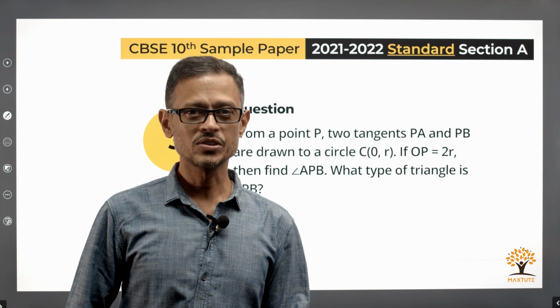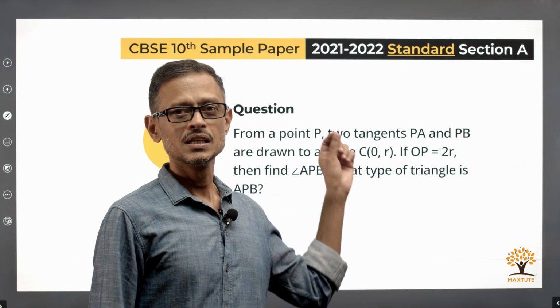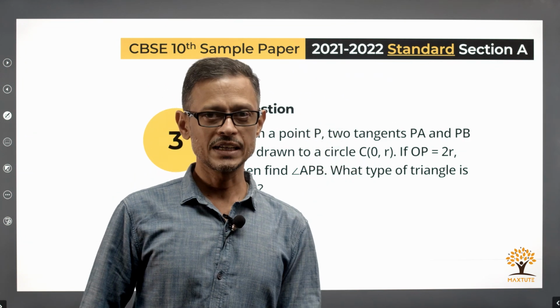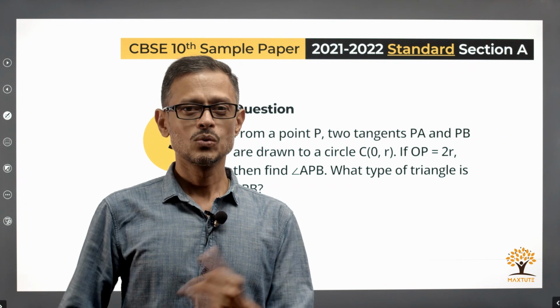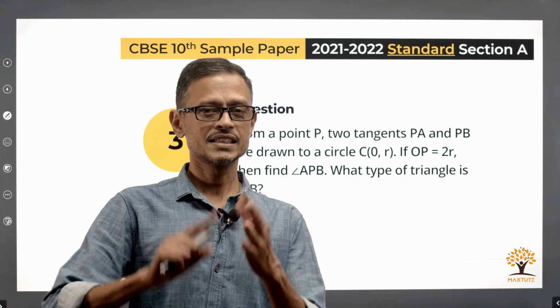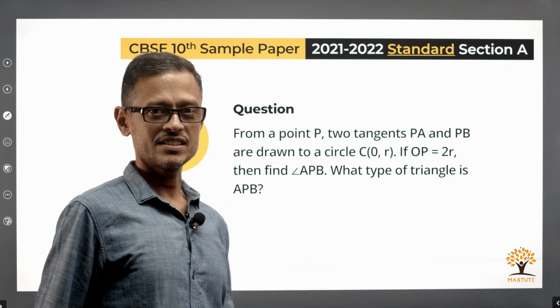Hi everyone, video solution to two questions that appeared as part of the sample paper given by the CBSE Board for term 2 of academic year 21-22, standard version of the paper. Both these questions are from the chapter circles. One is a section A question, the other is a section C question which has got an internal choice. Interesting questions. Let's get started.